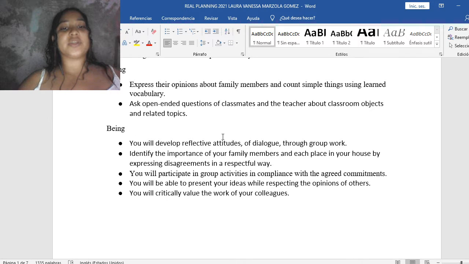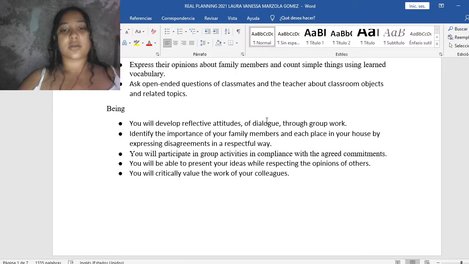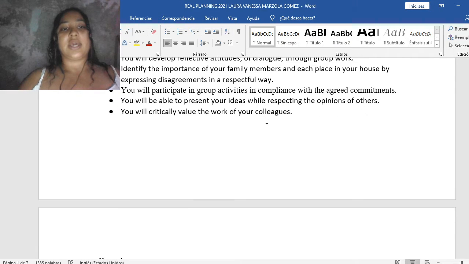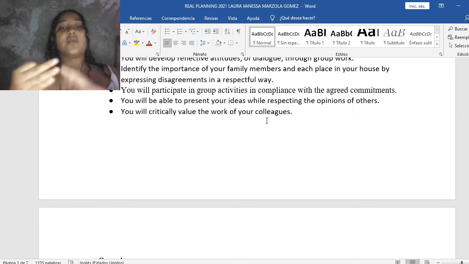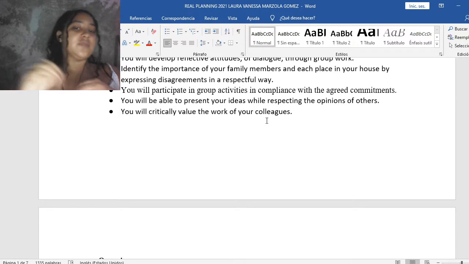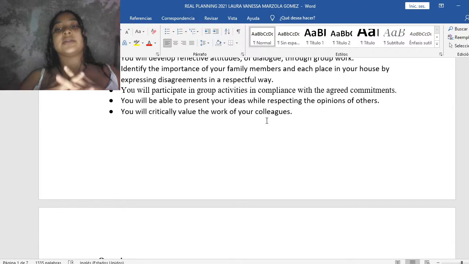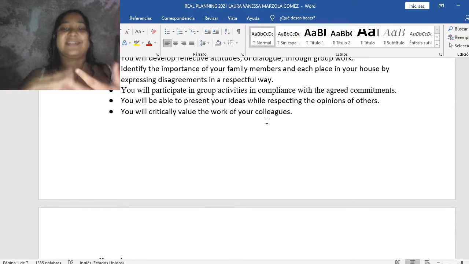In the being, you will develop reflective attitudes of dialogue through group work. Identify the importance of your family members and each place in your house, expressing disagreement in a respectful way. You will participate in group activities, group 3, group 4, group 2, or individual activities, complying with the agreed commitments. You will be able to express your ideas with respect for the opinions of others.